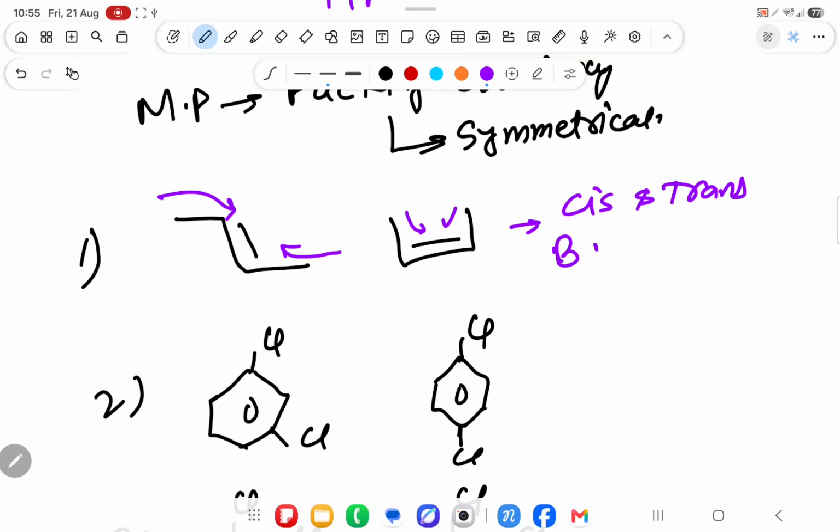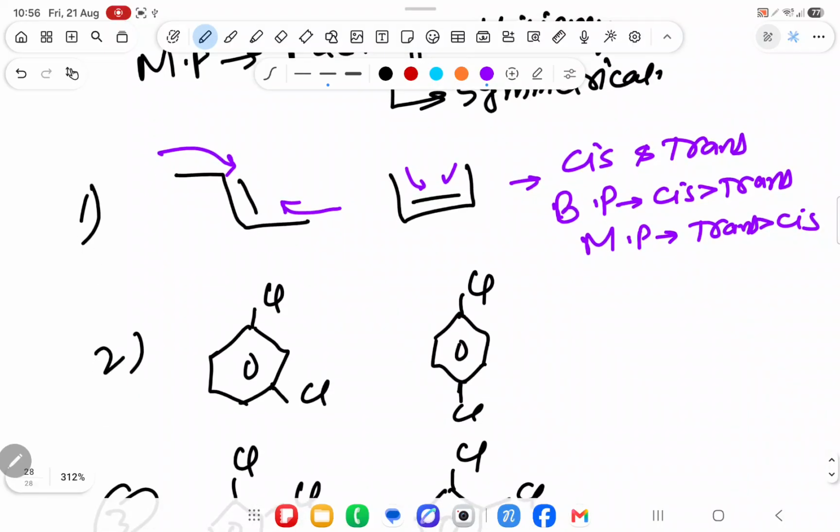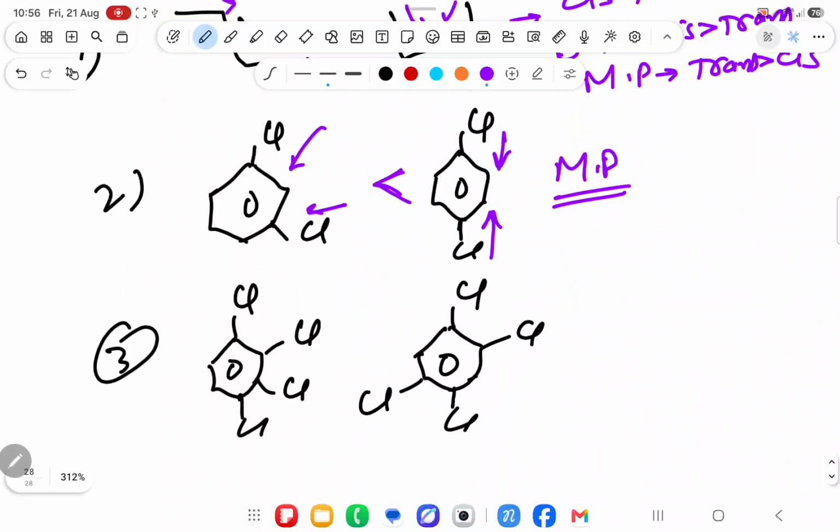Very important: boiling point of cis is more than trans, but melting point of trans is more than cis. This part you have to learn every time. Over here, this will be packed from these two sides, but this will be packed totally from here. So, talking only about melting point, which has more melting point? This one. Over here it is packed from here, here, here and here, but the other is packed from both sides combined, this side combined.